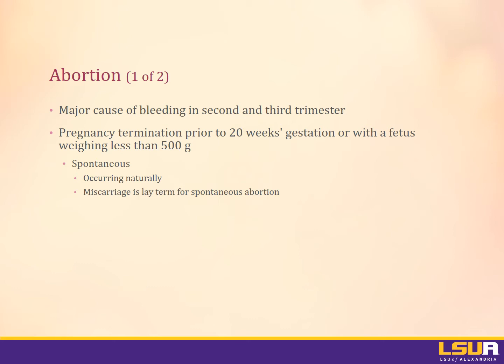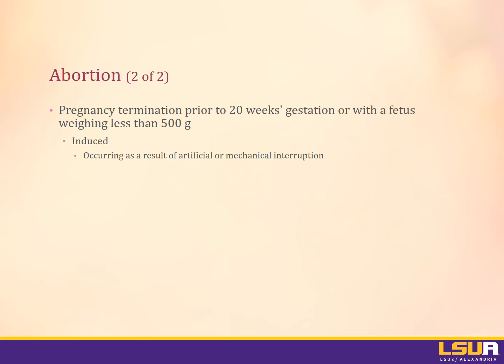It will occur naturally, and as I said, lay people term spontaneous abortion as miscarriage because of the obvious connotations that sometimes using the term abortion takes. Pregnancy termination prior to 20 weeks or with a fetus weighing less than 500 grams. It can be called induced, which occurs as a result of artificial or mechanical interruption. That's another form of abortion, or you may want to term it as elective abortion.